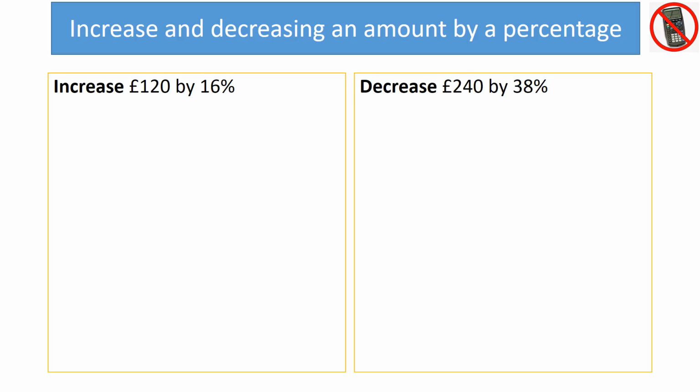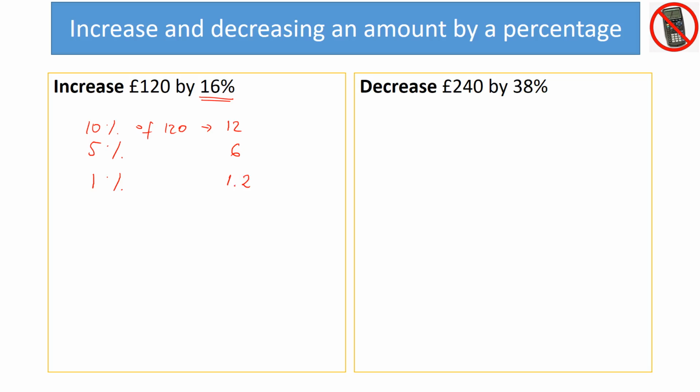Now I want to increase £120 by 16%. So I need to think about how I can make 16%. So for example, 10%, 5%, and 1%. 10% of 120 is 12, because we divide the number by 10. So now 5 is a half of 10, so that's going to be 6. Now to work out 1%, you can divide the value by 100, which is 1.2.